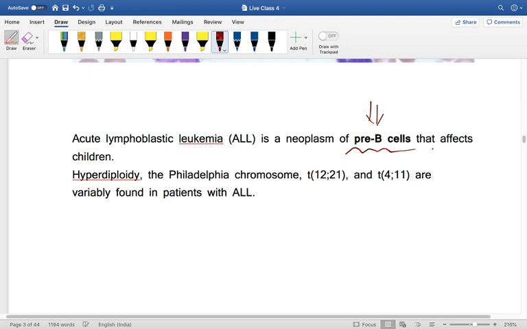The examiner will ask in tomorrow's exam: pre-B cell or mature B cell, which is the one which is affected? That is the favorite question.